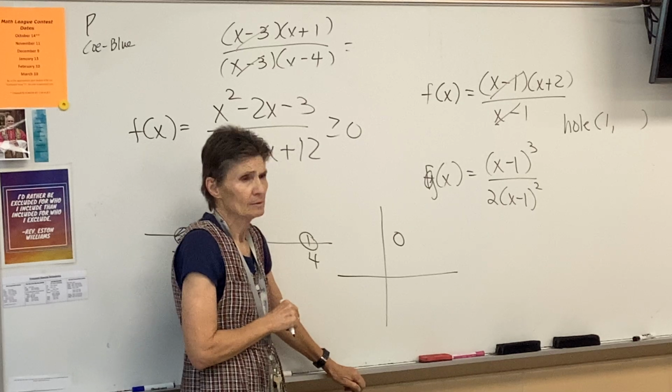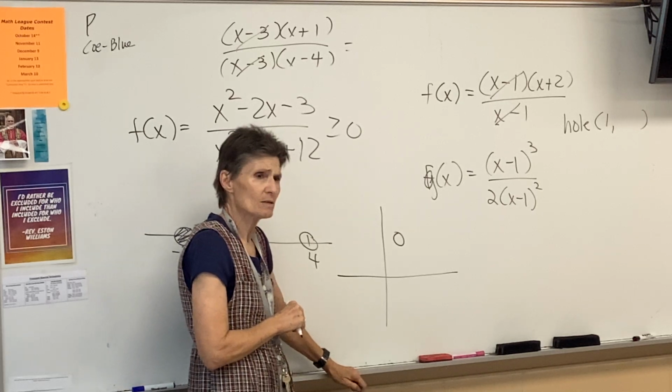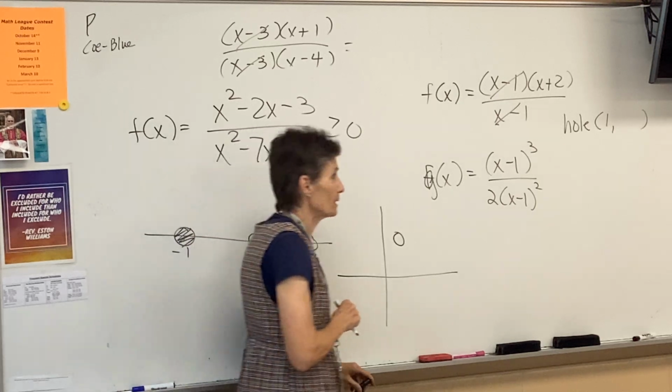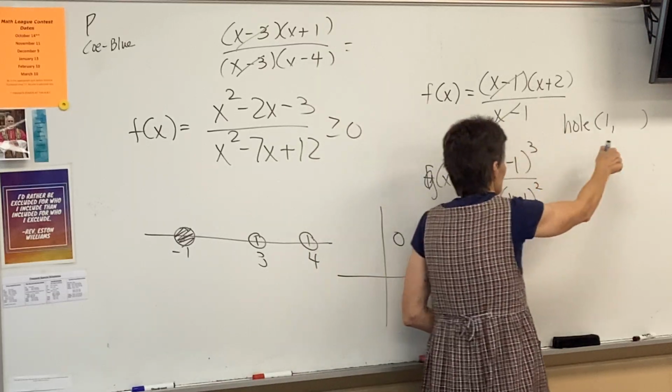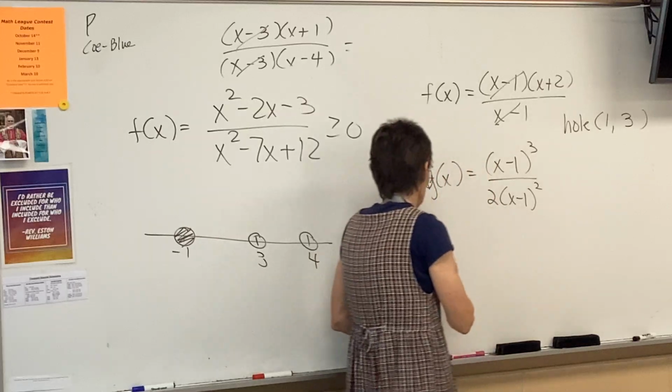Any idea how to find where that is? Plug in 1 right here. So that hole is going to be at (1, 3).